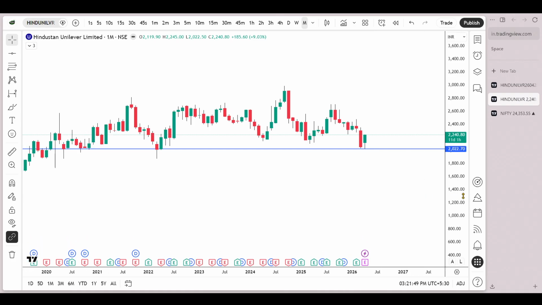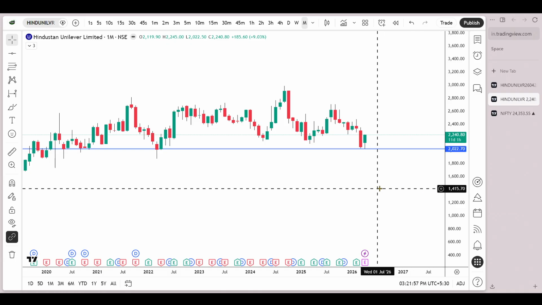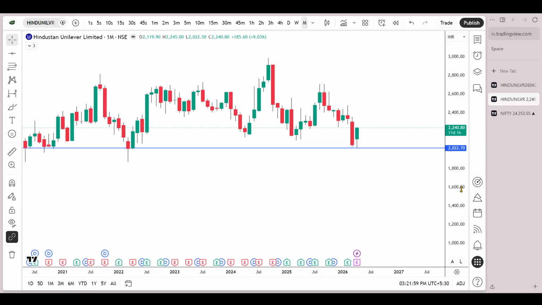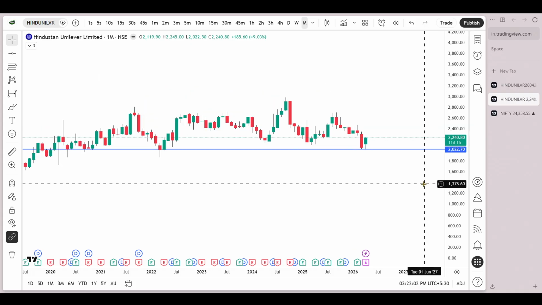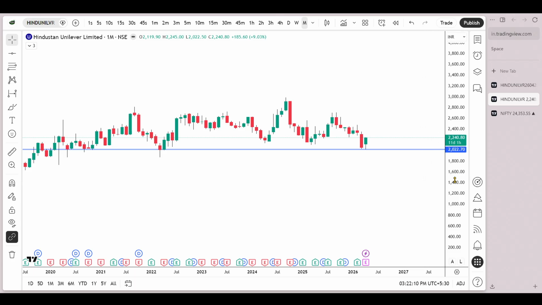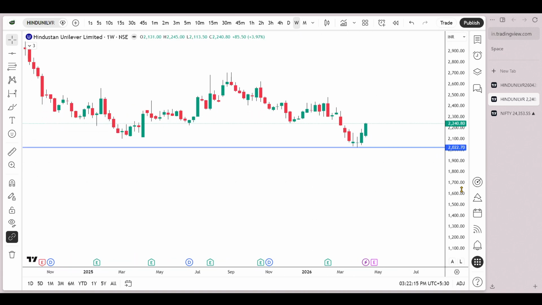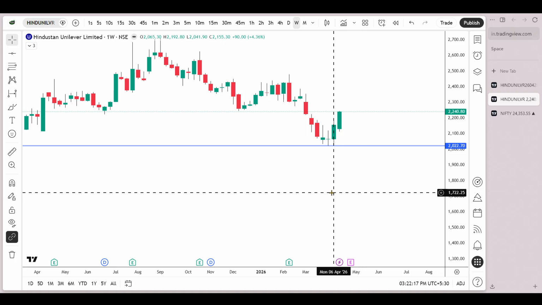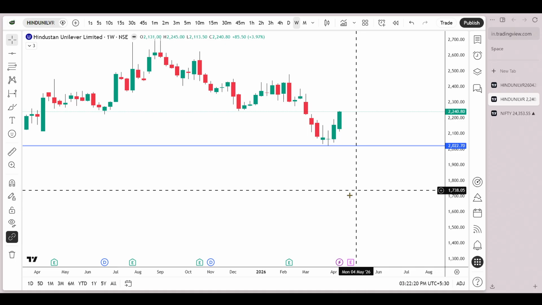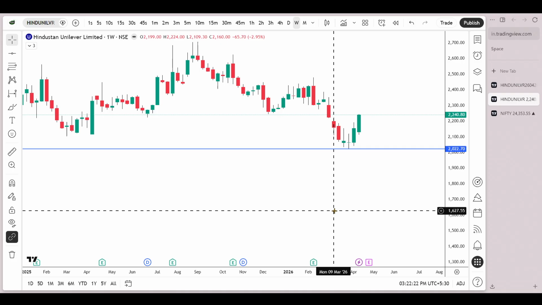Okay, today we will discuss Hindustan Unilever. We will discuss stock option for positional trade. We'll discuss how we got the opportunity in the week before last. We will see why we chose Hindustan Unilever stock for positional trading.